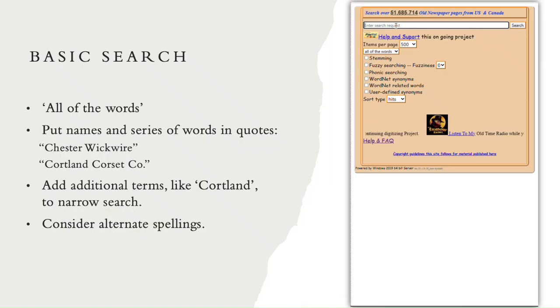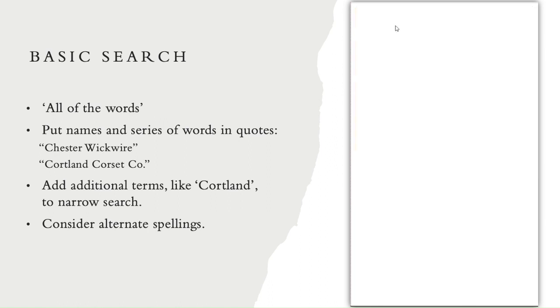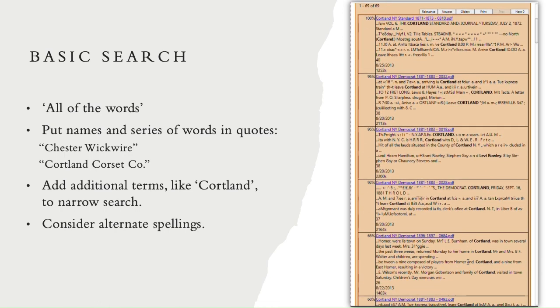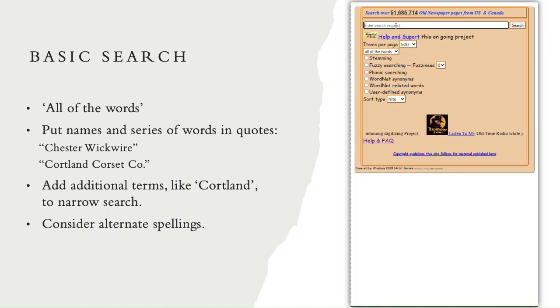My number one tip that can really make a huge difference in searches is to remember to put names and series of words in quotes. I also recommend adding additional terms like place names to help narrow your searches down to a specific region. It's also important to consider alternate spellings. This includes either including a middle initial or putting both first and middle initial instead of full names.